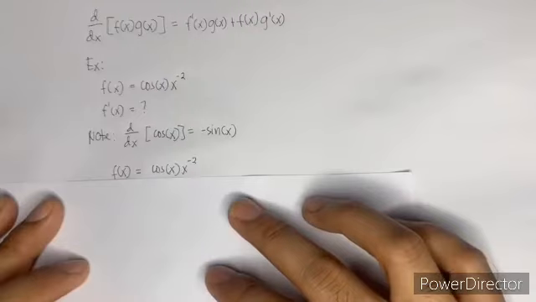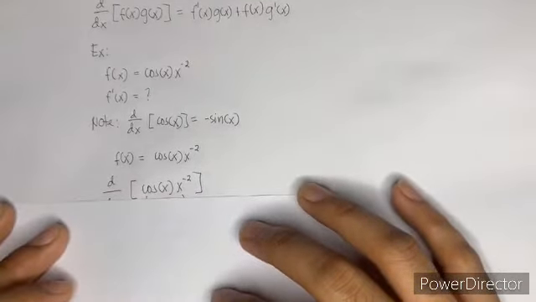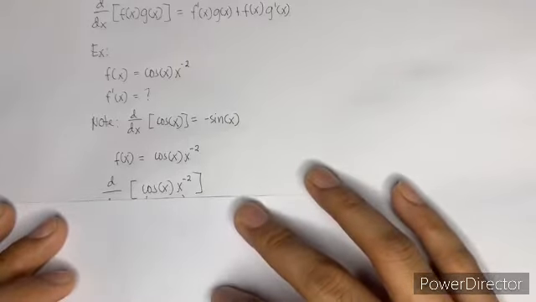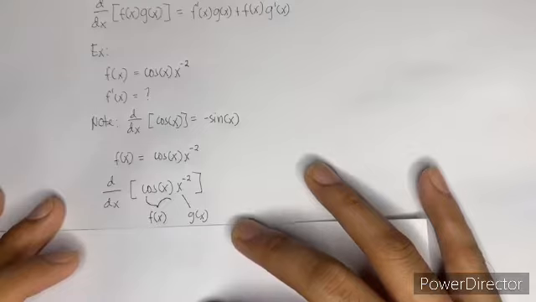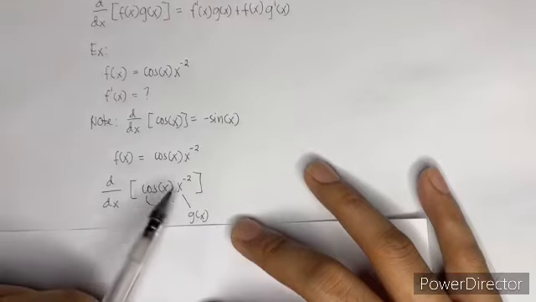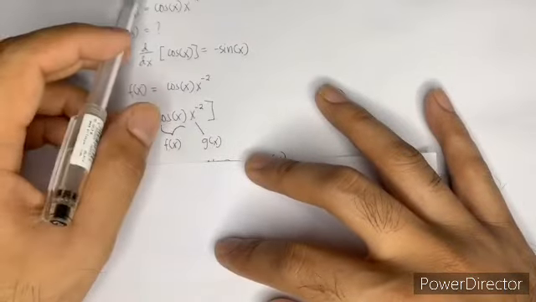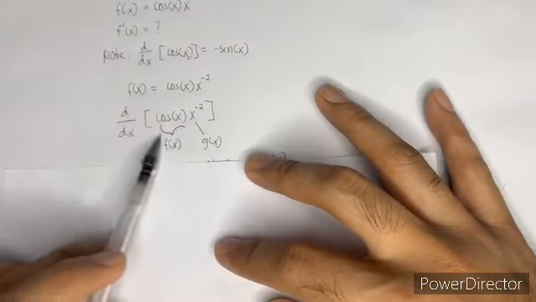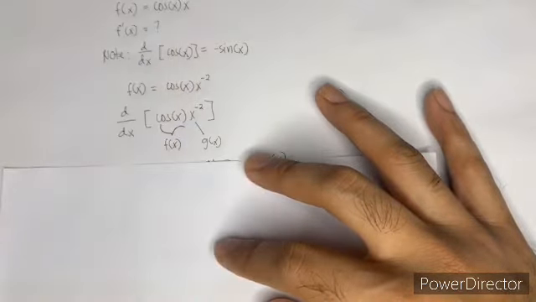And now let's proceed sa ating katanungan na let's find daw sa f prime of x. So we have derivative with respect to x, cos x, x squared. So ang gagawin natin dito is i-determine muna natin kung saan yung f of x or g of x. So the first one, ito yung magiging f of x natin, and the second one will be our g of x. So after that, so ayan na. So mean to say, this is our product rule at gagamitin natin ang formula na ito to get its derivative sa product rule.